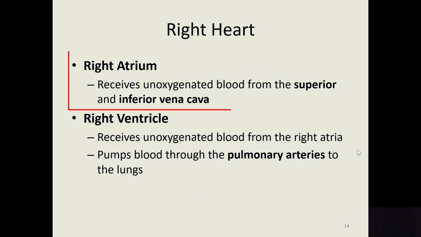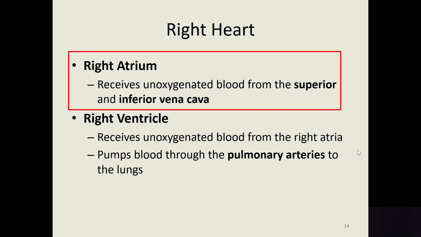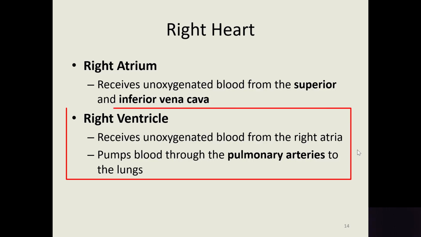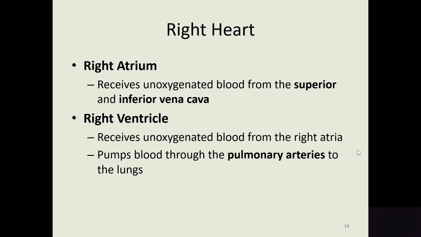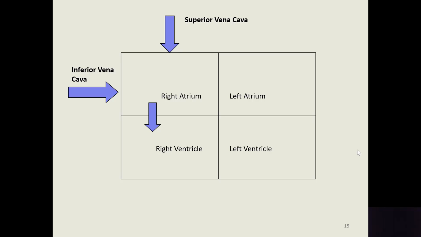So the right atrium receives unoxygenated or deoxygenated blood from two major blood vessels, the superior and inferior vena cava. The superior vena cava returns blood from body regions above the diaphragm, and the inferior vena cava returns blood from body regions below the diaphragm. The right ventricle receives deoxygenated blood from the right atrium and pumps blood through the pulmonary arteries to the lungs. So here's my simplified view.